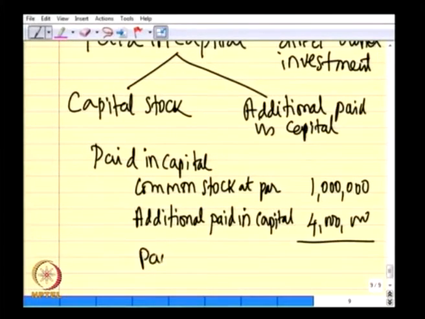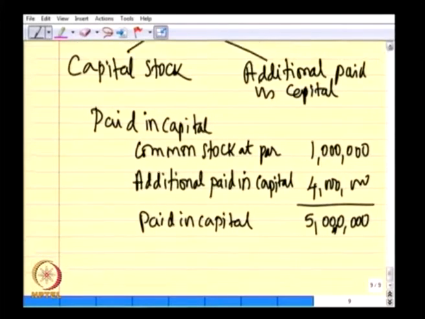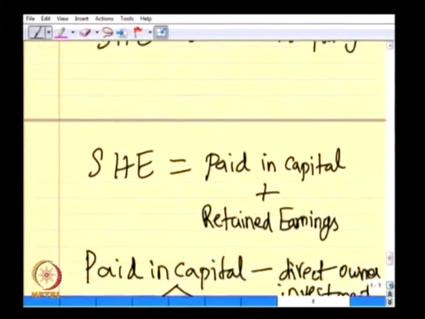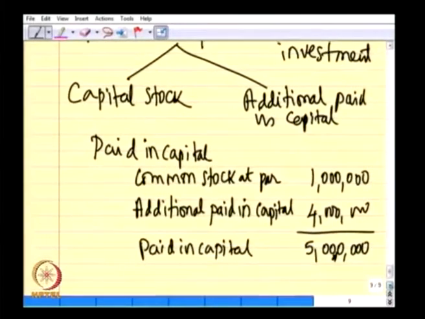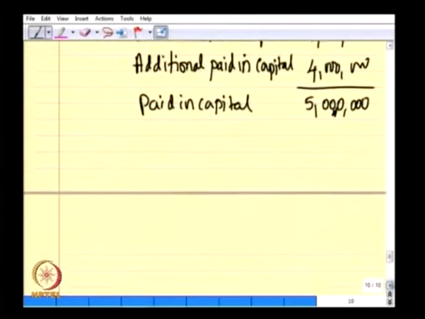So, your total paid in capital is 5 million. So, this excess over par is your additional paid in capital. Now, your shareholders equity, as I told you before, has two components, your paid in capital and your retained earnings, and we just saw what paid in capital is. Then what is retained earnings?